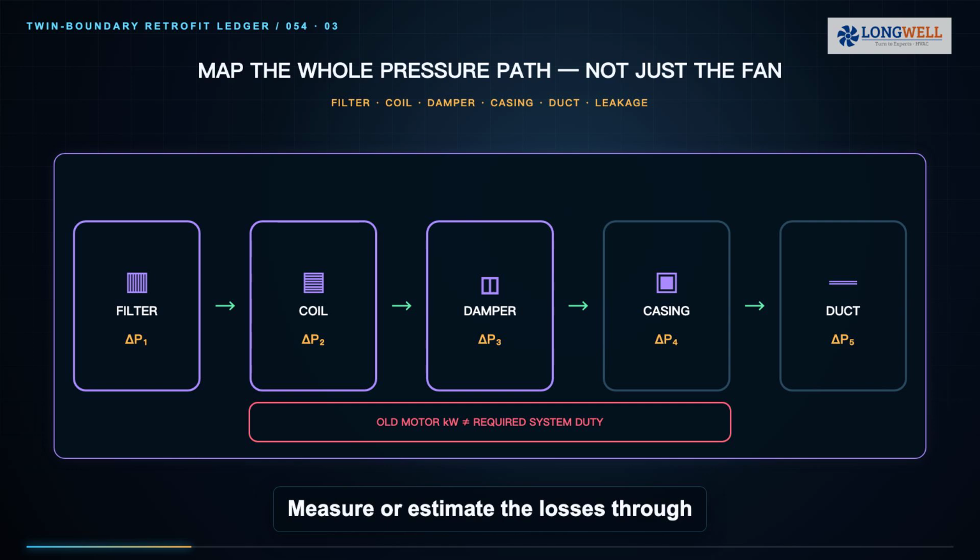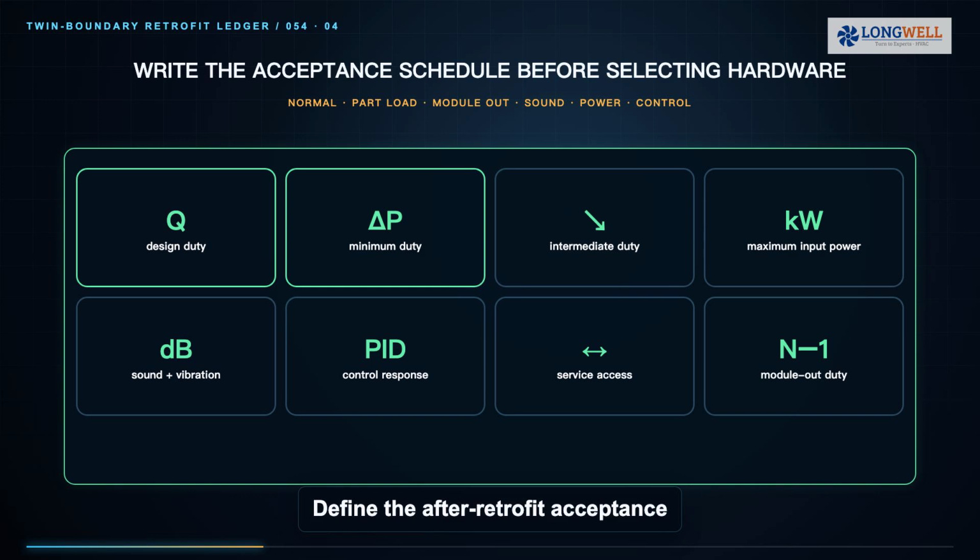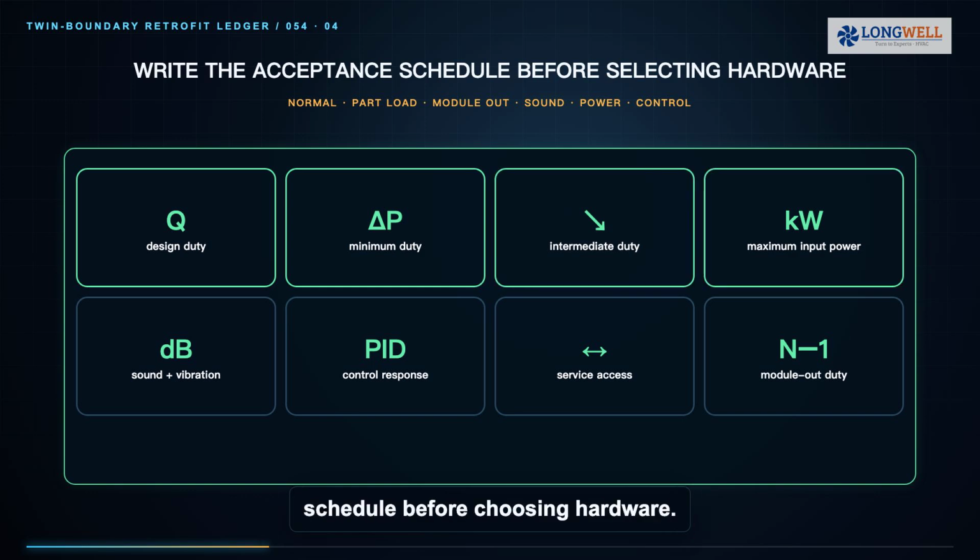Map the complete AHU pressure path. Measure or estimate the losses through filters, coil, heat recovery device, dampers, attenuators, casing and duct system using the project method. Check leakage, bypass and non-uniform velocity at the coil face. The old motor nameplate and fan diameter are not a retrofit duty point. The selected array must meet the airflow and static or total pressure that the actual system requires after foreseeable filter loading and control changes.